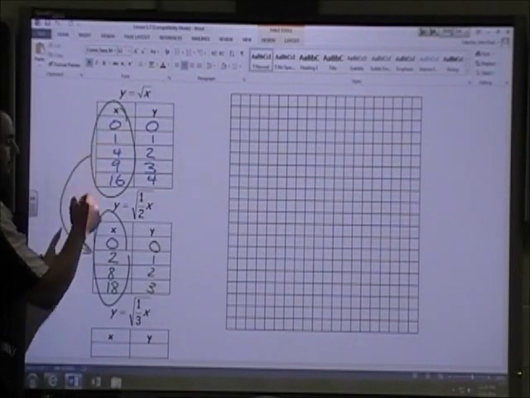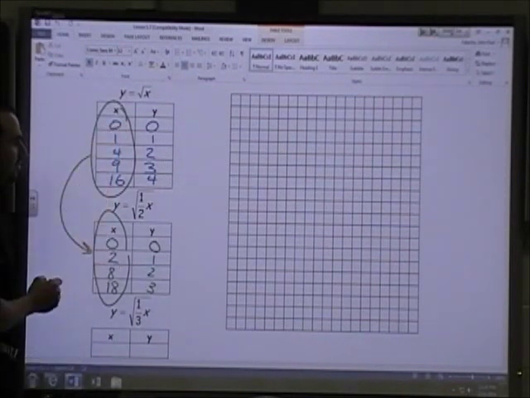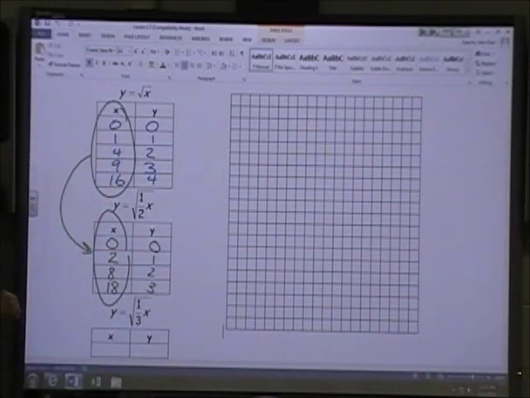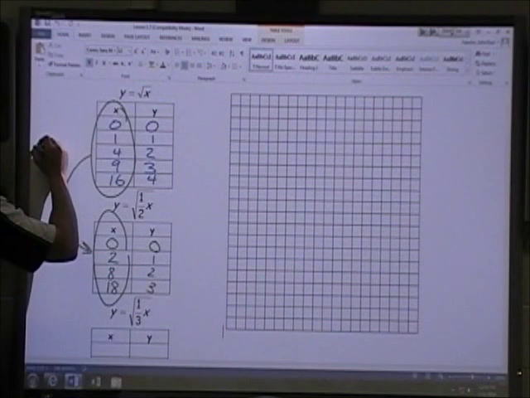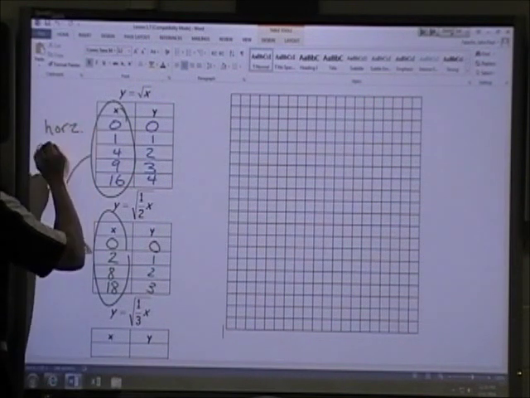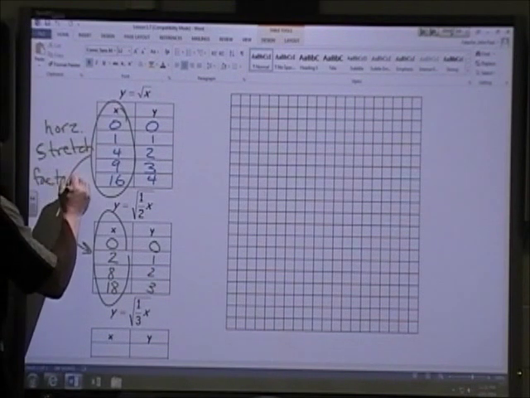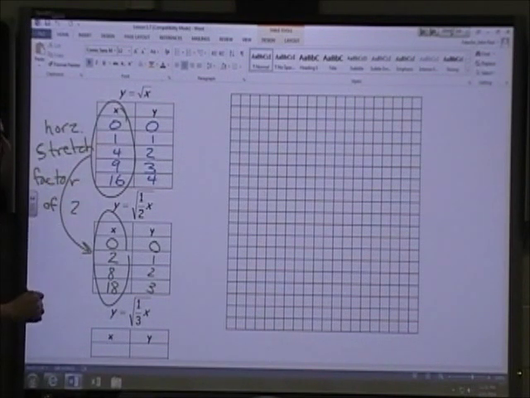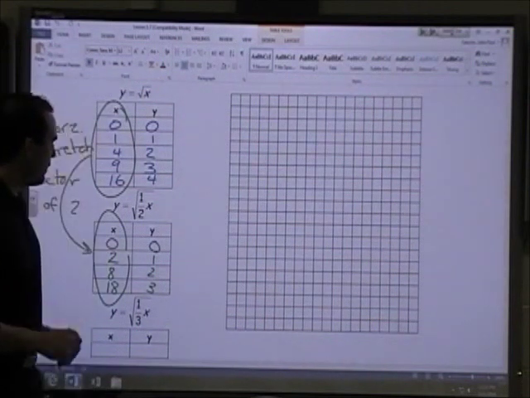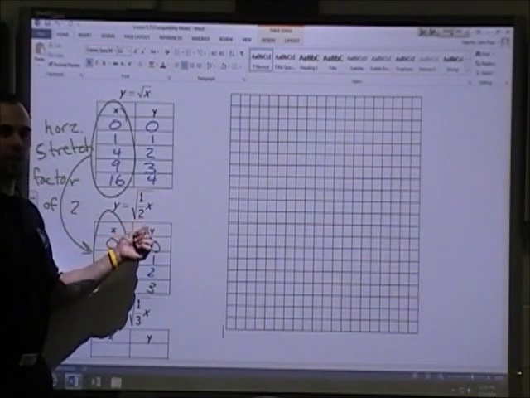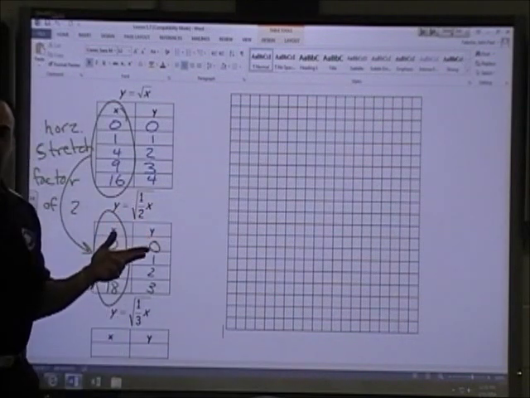Well, if you take a look at 1 for 1, the first x value is 0, then it's 0. The second x value is 1, and it transforms to 2. The third x value is 4, it transforms to 8. And then 9 transforms to 18. So as you can see, this is a horizontal stretch by a factor of 2. You are doubling all the x values. Even though you see a half there, this is a horizontal stretch by a factor of 2 over 1.